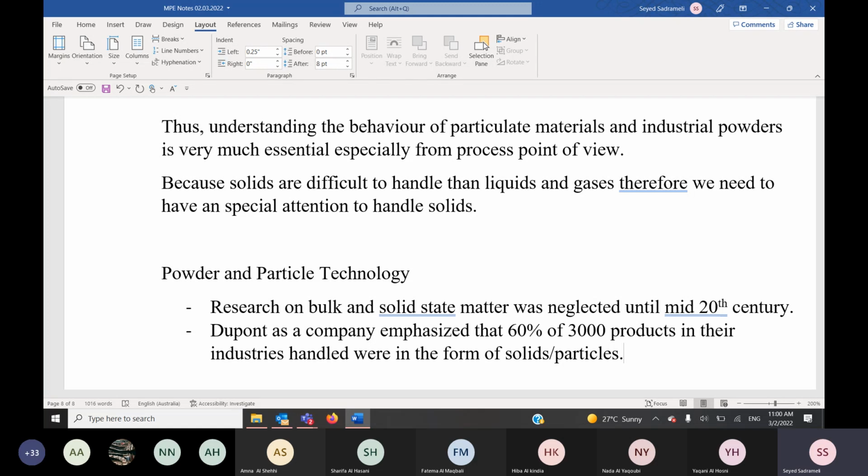Thus, powder technology came out as an academic discipline in Germany during 1960 because they understood that they need such a discipline in the curriculum of the process engineering.